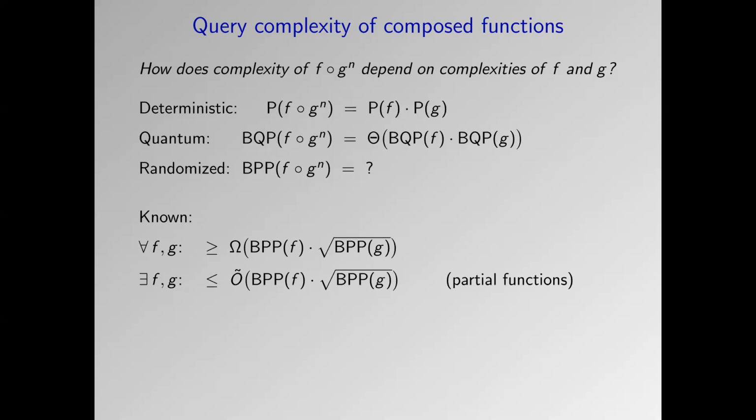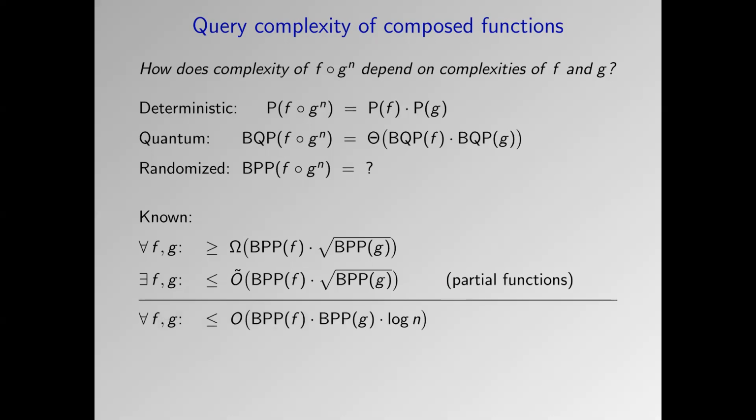Now, let's try to flip these quantifiers. What if we want a general upper bound that holds for all f and g, and then try to show that it's tight by proving a matching lower bound for some f and g? Well, here's a very simple upper bound we can state for all f and g. The randomized query complexity of a composed function is at most the product of the complexities times a log factor. The reason the log factor arises is because if you run a randomized decision tree for f, and whenever it makes a query, you run a randomized decision tree to evaluate that copy of g, then the error probability could accumulate over all these different evaluations of g.